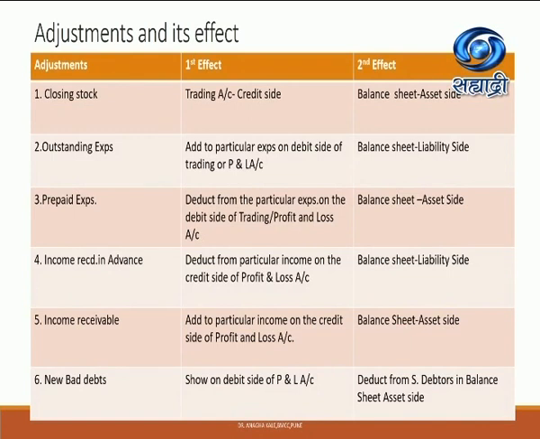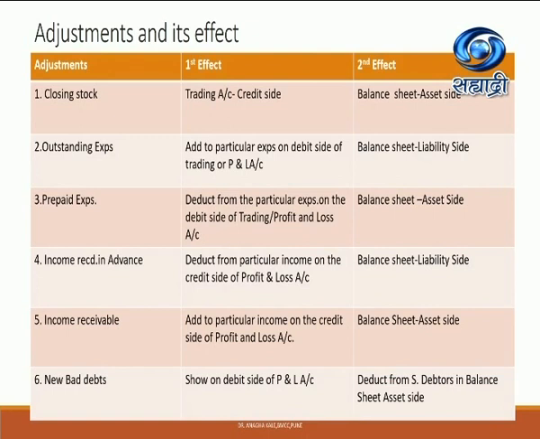The next adjustment is income receivable. So income receivable is the same as our outstanding expense. This is accrued income, income receivable. The services are already provided for this income, but the amount is not received. So it is related to the current year. So we have to add it in the P&L account on the credit side and the balance sheet asset side.